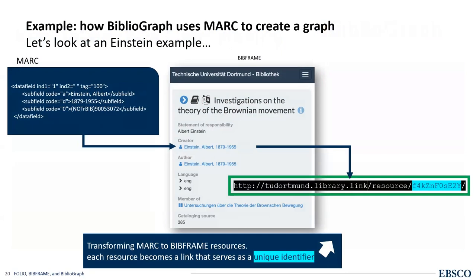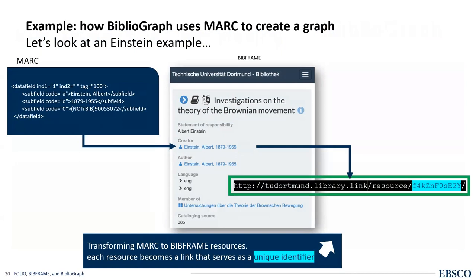So looking at an example of how we take this data in MARC and convert it, this is TU Dortmund, who utilize this service. We're using a well-trodden example of Albert Einstein. We take the data in MARC format, and we have the notion here of creator. So the creator is Albert Einstein.